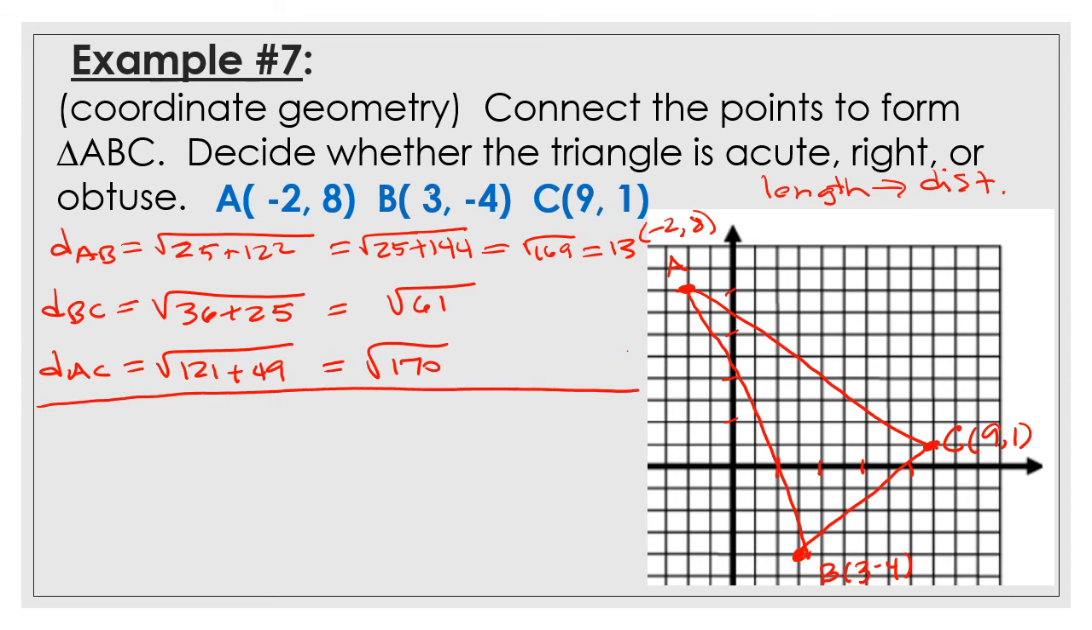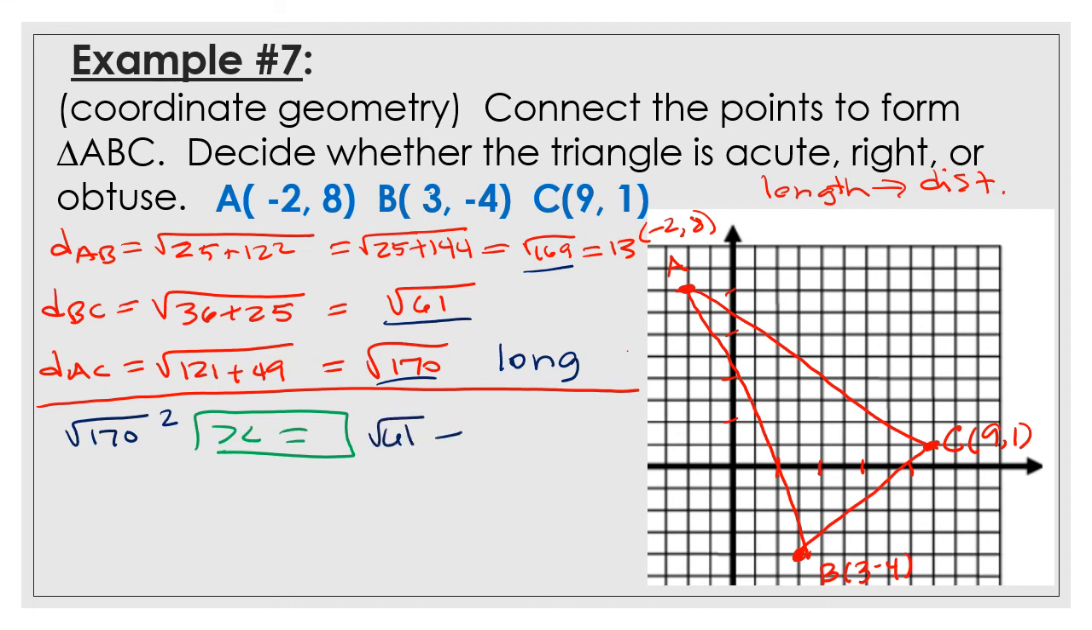Now, in order to determine if the triangle is acute, right, or obtuse, I'm first going to need to figure out which side is the longest side. When I look at this, I have 169, 61, and 170. So 170 barely is the longest side, assuming I've done all my math correctly. If I take the longest side, I'm going to take the square root of 170 squared, and I am going to have to make the big decision: greater than, less than, or equal to the square root of 61 squared plus, and I'm just going to leave this as the square root of 169 squared. It makes it a little easier.